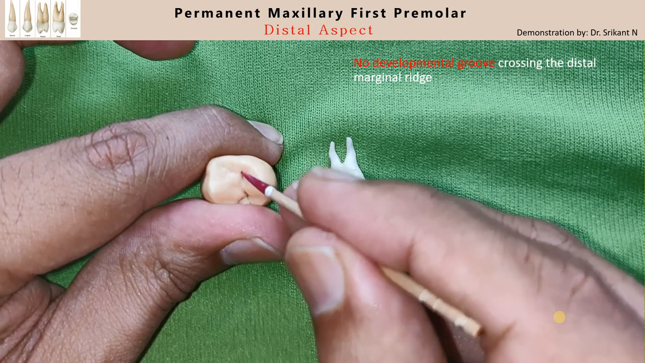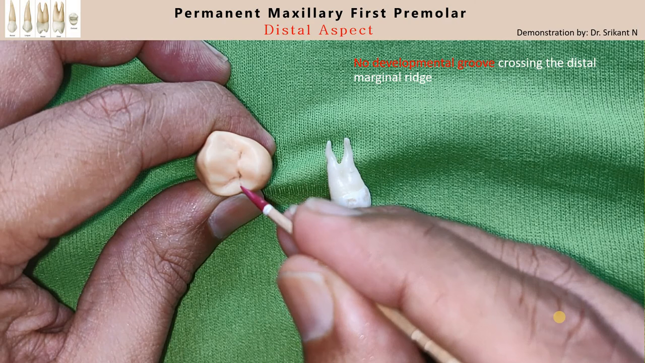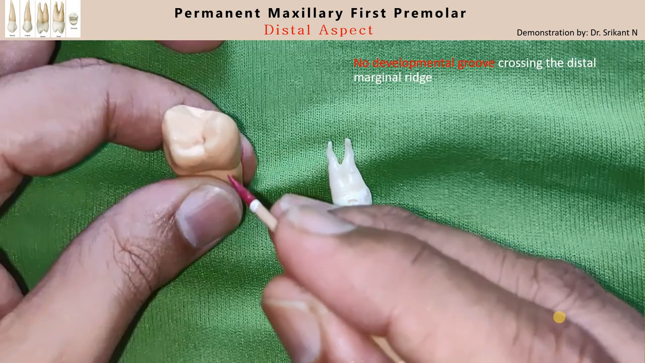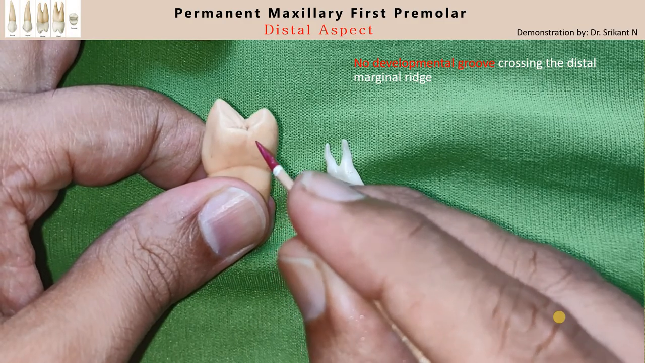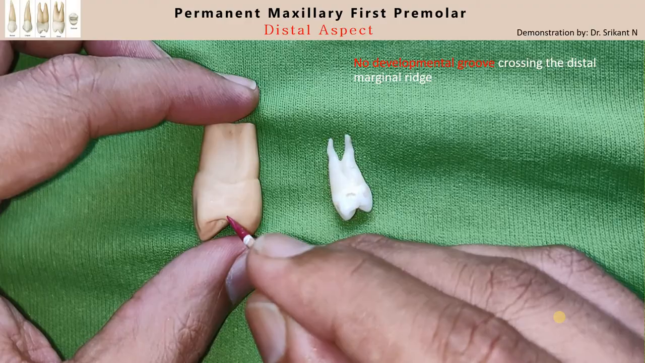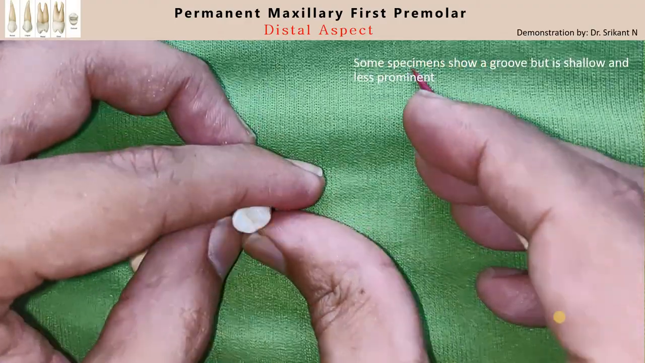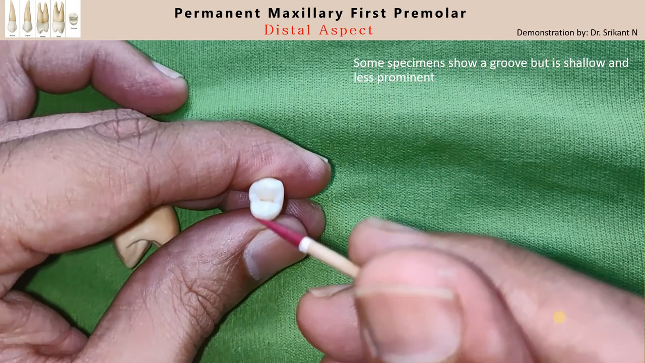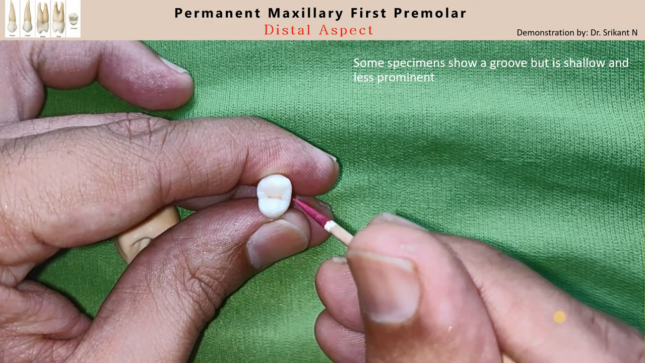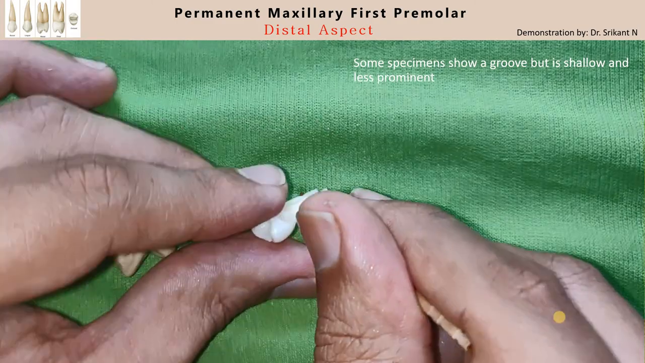The mesial marginal ridge, however, can show a mesial marginal developmental groove, as you see here, which extends a little into the mesial surface. This is absent on the distal side. Some specimens, however, may show a developmental groove crossing the distal marginal ridge also, as you see in this specimen, but it is shallow and less prominent.